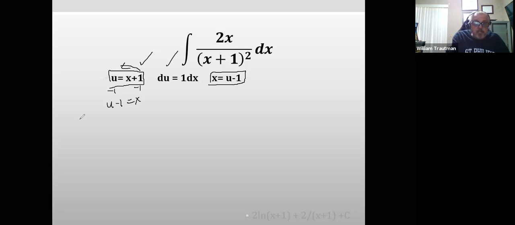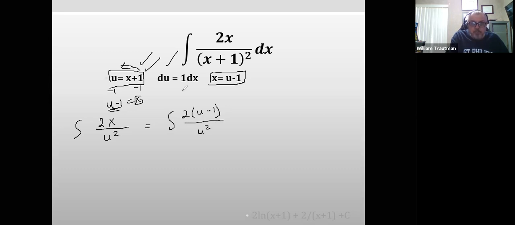I'm going to integrate this now down here. On top, I have 2x. On bottom, I have u squared. Remember, there's u, and it's u squared. So instead of x, I'm going to put u minus 1 in there, so they're all u's: 2 times u minus 1 over u squared. Do you see? We just changed this so we can find out what x is, and we changed the x to u's.